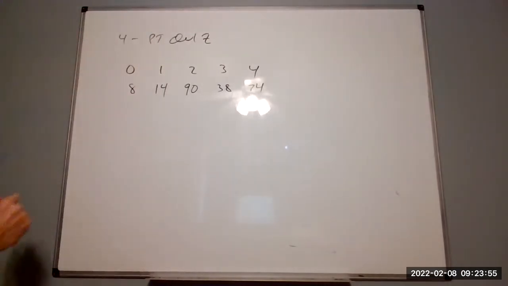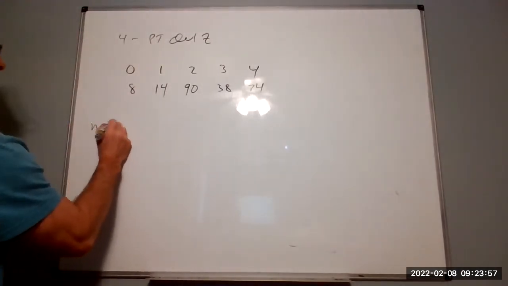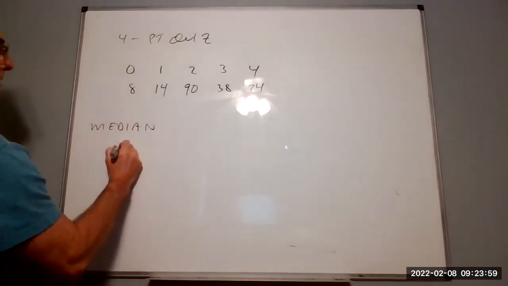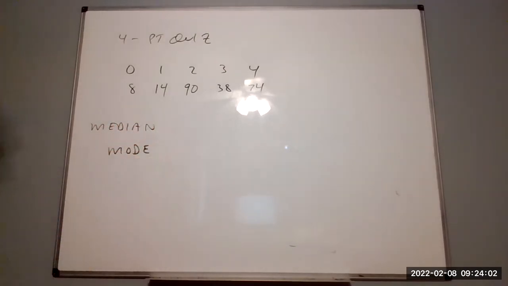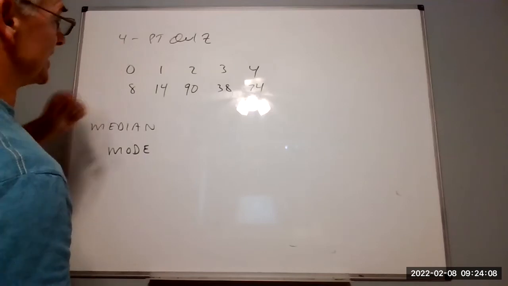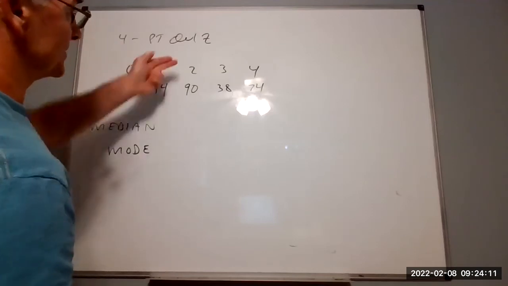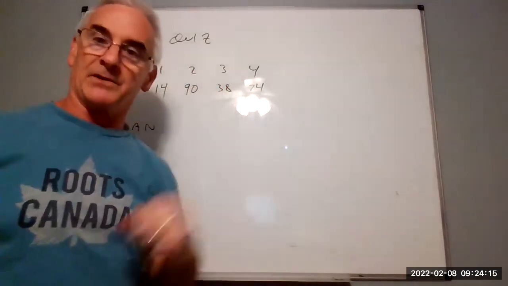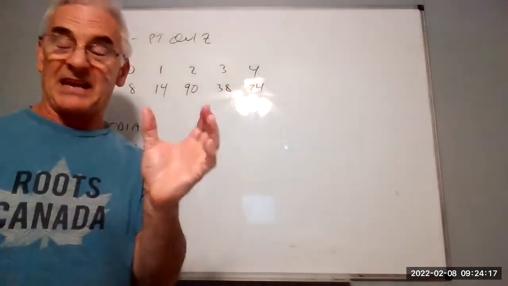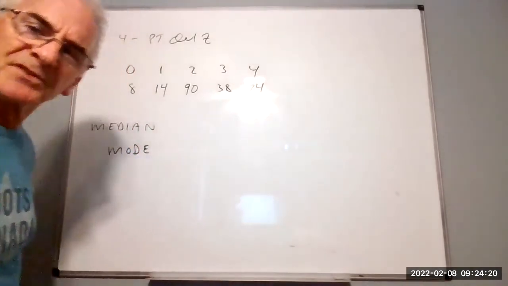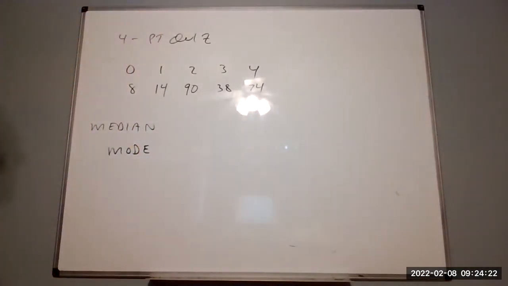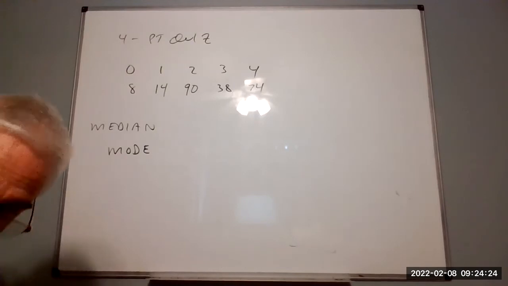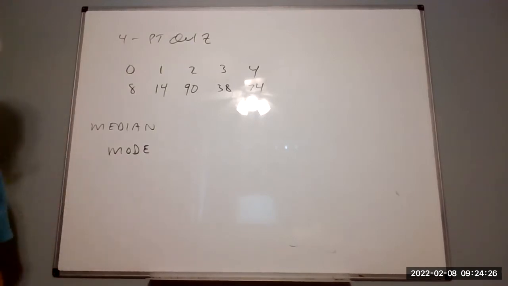Okay. I would like to know what is the median. I would like to know what is the mode. I could also ask for the mean, but I want the median and the mode. I think we all know how to find the mean. I would say 0 times 8 plus, 1 times 14 plus, 2 times 90 plus, 3 times 38 plus, 4 times 74, and then divide by the number of scores. That would be that calculation. But I want to know what's the middlemost score and what's the most commonly occurring score, because that tells me that we understand there's no calculating.